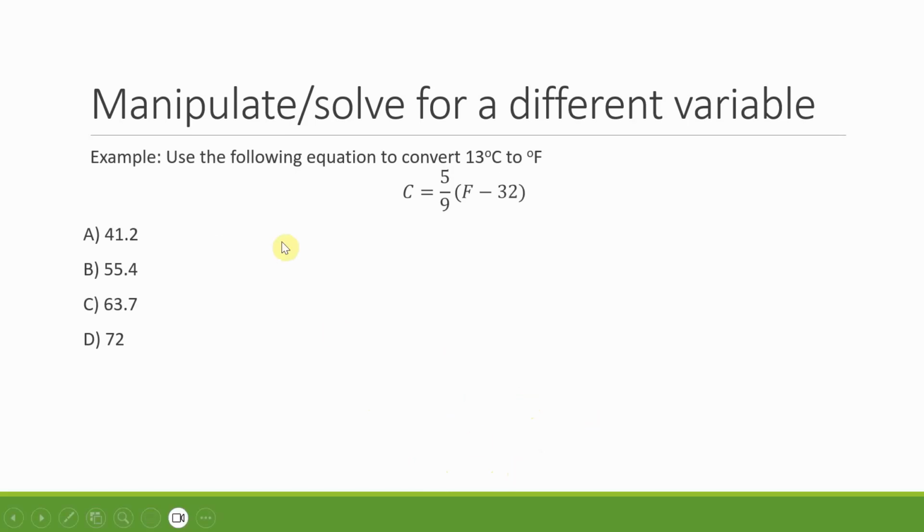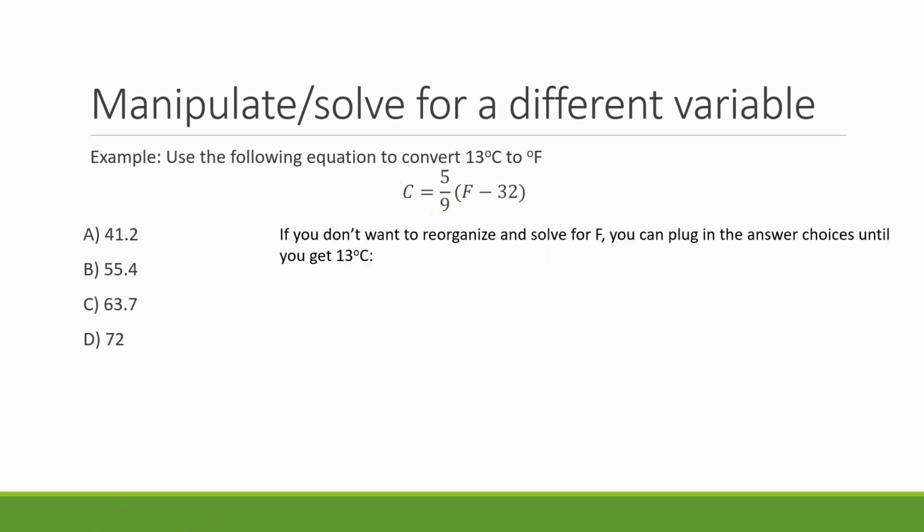So now, let's do this same one, converting 13 to degrees Fahrenheit. This time I'm giving you more like the actual test. It's multiple choice. How could I have solved this without rearranging to solve for Fahrenheit if I'm not comfortable with what do I do with this 5/9? Do I make that 5/9 over here? Do I make it 9/5? If you're not sure, what can you do? So we can plug in our answer choices.